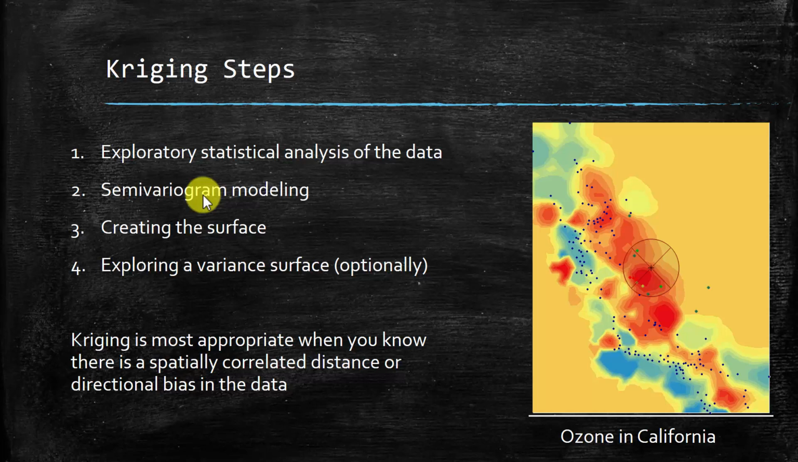So one thing that's complex about Kriging, it's not like most of the tools that we run in this class where you set it up and you run it and it's kind of deterministic. Kriging is most appropriate when you know there's a spatially correlated distance or directional bias in the data, and you actually have to go through a process of trying to understand how best to model that and improve the surface. So here we can see that this is a much more complicated surface that has incorporated these more local trends over top of that global pattern that we saw earlier.